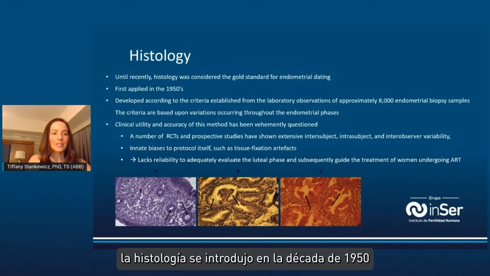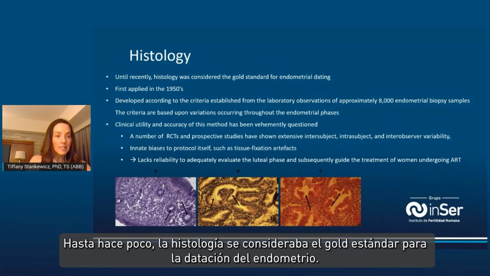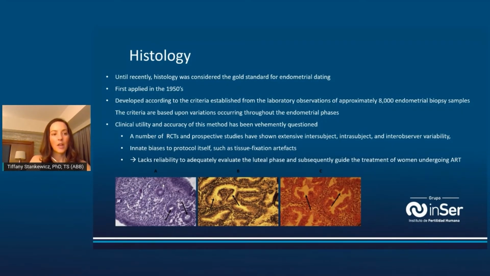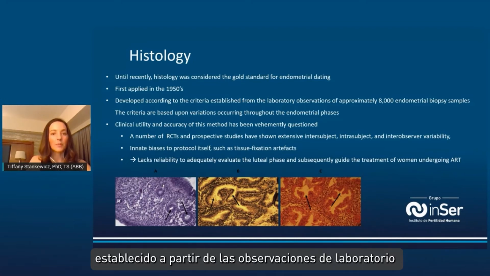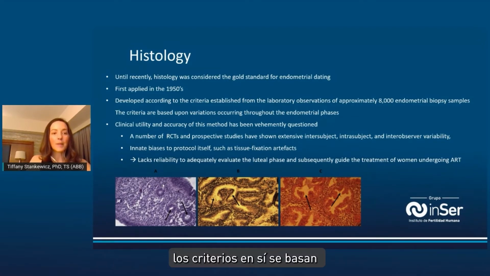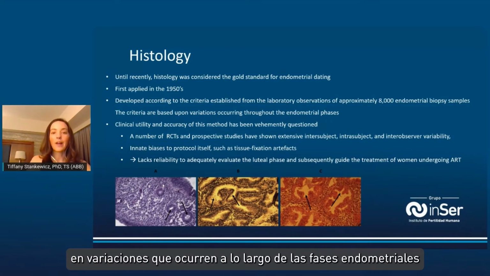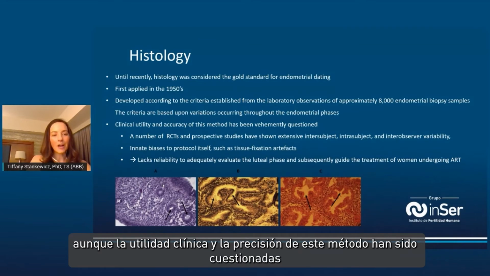Histology was introduced in the 1950s, and this was a way in order to date the endometrium. Until recently, histology was considered the gold standard for endometrial dating. This particular technique was developed according to the criteria established from laboratory observations of approximately 8,000 endometrial biopsy samples. The criteria itself are based upon variations that occur throughout the endometrial phases. The clinical utility and accuracy of this method, though, has been vehemently questioned.